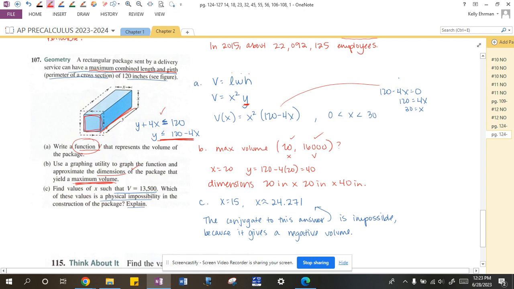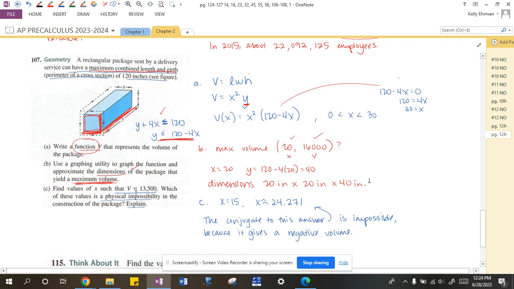Find the dimensions. That means what is this length, what is this width, what is this length here. So if x is 20, that means y is 120 minus 4 times 20, which is 40. So the dimensions are x by x by y. So I said 20 inches by 20 inches by 40 inches.